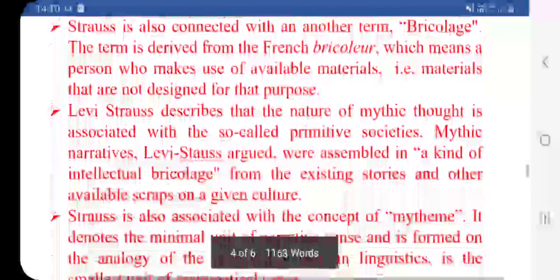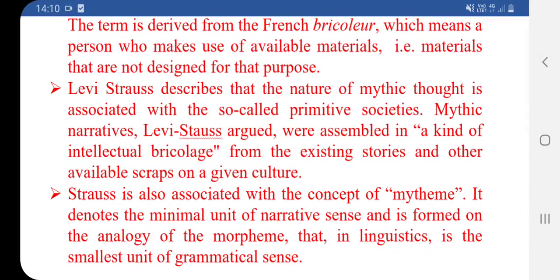Now move on to the next idea. Levi Strauss describes that the nature of mythic thought is associated with the so-called primitive society.